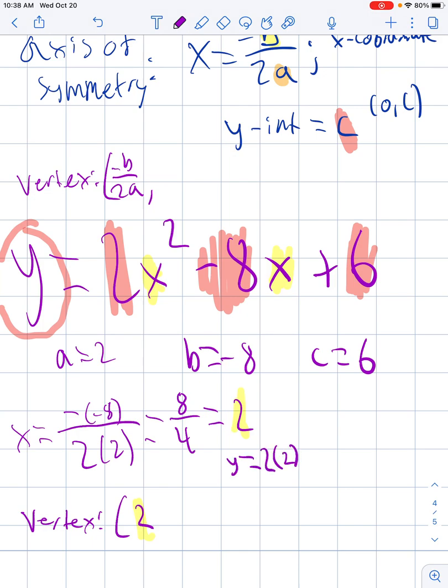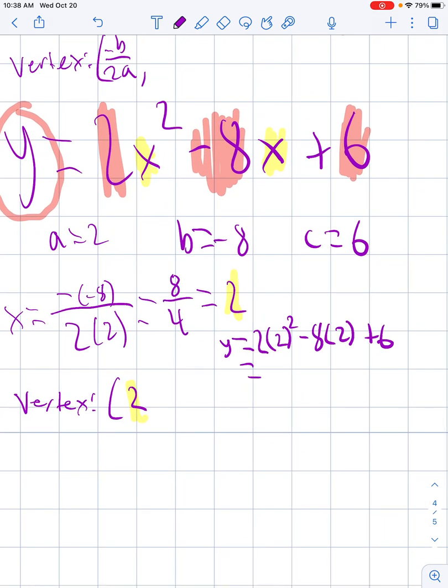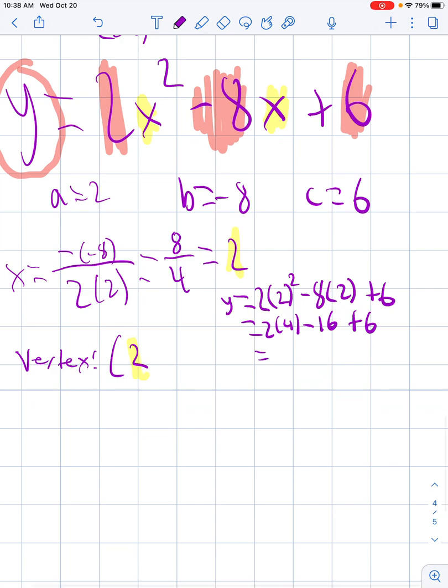So y equals 2 times 2 squared minus 8 times 2 plus 6. 2 squared is 4, so this is 2 times 4. Negative 8 times 2 is negative 16, plus 6. 2 times 4 is 8, minus 16, plus 6. And 8 minus 16 is negative 8, plus 6. So my y-coordinate is negative 2.